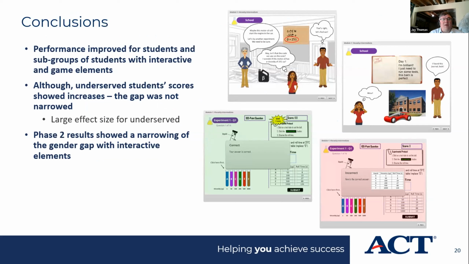And the phase 2 results showed a narrowing of the gender gap with interactive elements for females. The anomaly of no validity for the point version across scores is a surprising result. This means that whether you were a good student or a bad student in science did not correlate to how you performed on the points version.